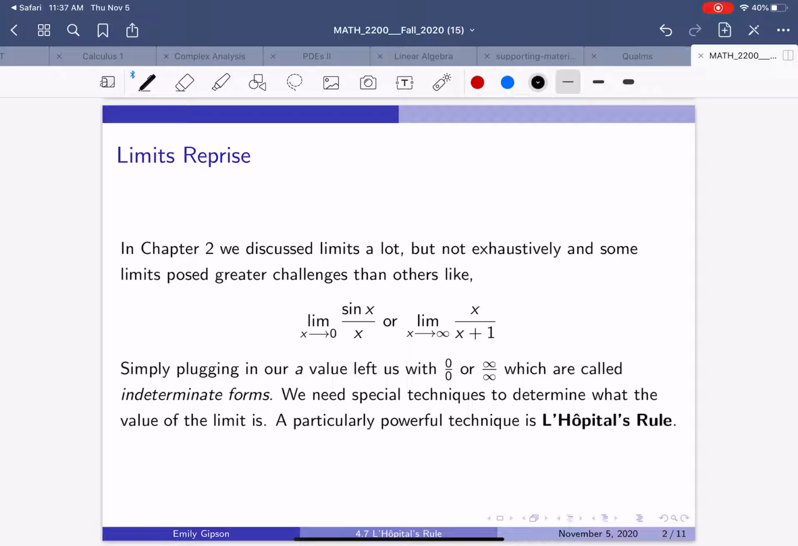And some limits posed greater challenges than others, like the limit as x approaches 0 of sine of x over x, or the limit as x approaches infinity of x over x plus 1. Simply plugging in our a value left us with 0 over 0 or infinity over infinity, which are indeterminate forms. And sometimes we're able to factor polynomials and divide or multiply by reciprocals, but often we can't do that. And we need special techniques to determine what the value of the limit is. And a particularly powerful technique is L'Hôpital's rule. And you guessed it, L'Hôpital's rule has to do with the derivative.